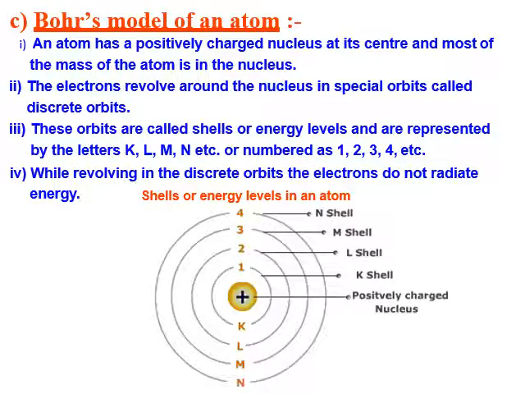Now, Niels Bohr proposed another model of an atom which was energetically stable, and it was well explained. He explained an atom has a positively charged nucleus at its center, and most of the atom's mass is concentrated in the nucleus. Secondly, the electrons revolve around the nucleus in spherical orbits called discrete orbits. They have particular energy levels. These orbits are called shells or energy levels, and are represented by letters like K, L, M, N, O, etc., or numbered as 1, 2, 3, 4, etc. Now, while revolving in a discrete orbit, the electron does not radiate energy. According to the previous theory, the electron would radiate energy, but when they are in a discrete orbit or energetically stable energy shell, they will not radiate energy.